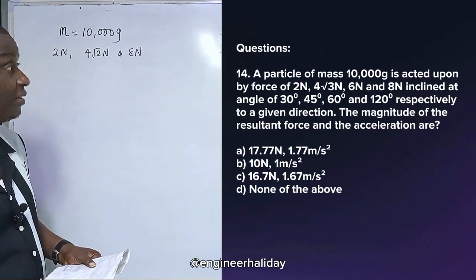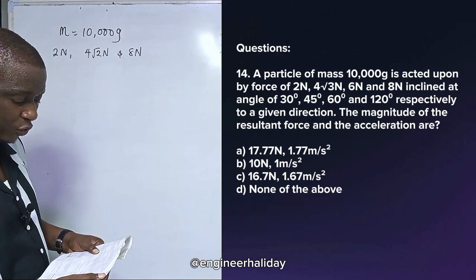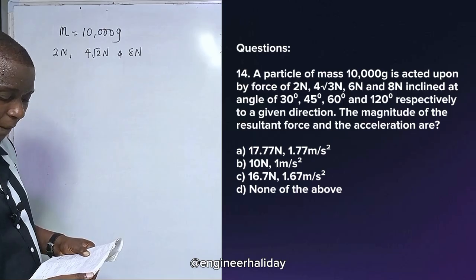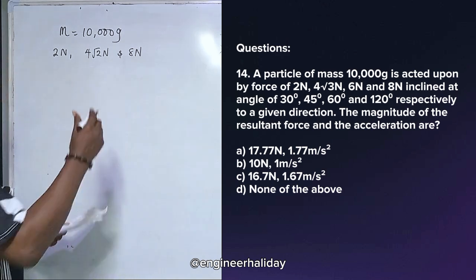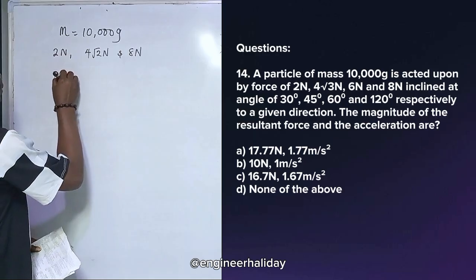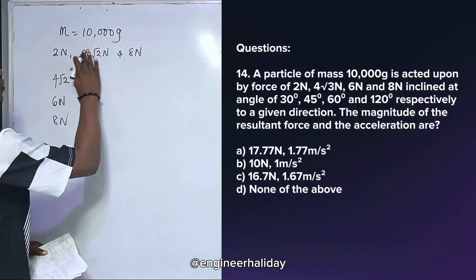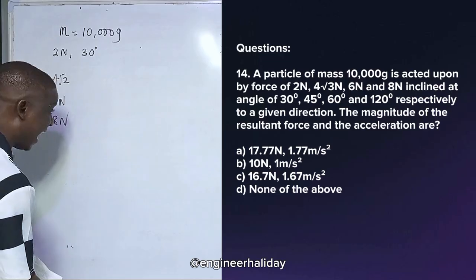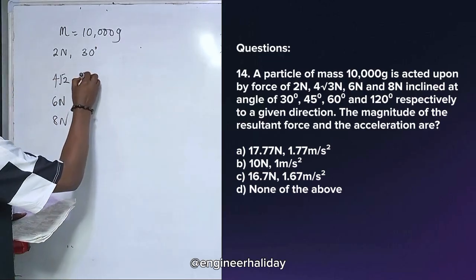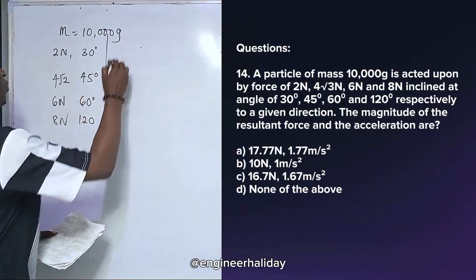So there should be 4 forces there. Let's go through it again. A particle of mass 10,000 gram is acted upon by forces 2 Newton, 4 root 2 Newton, 6 Newton, and 8 Newton. These are the 4 forces. What is the first one? 30 degree, because they say respectively. That is the way they are arranged. The second one is 45 degree, then 60 degree, 120 degree.